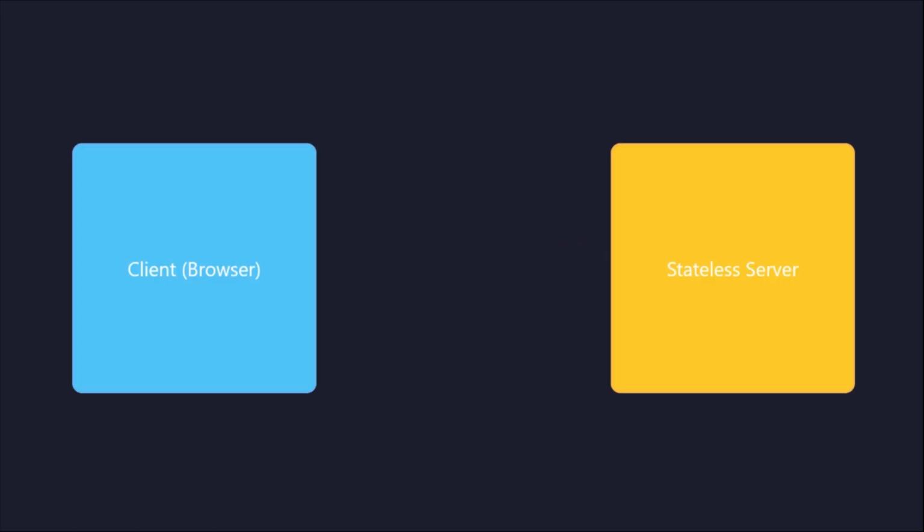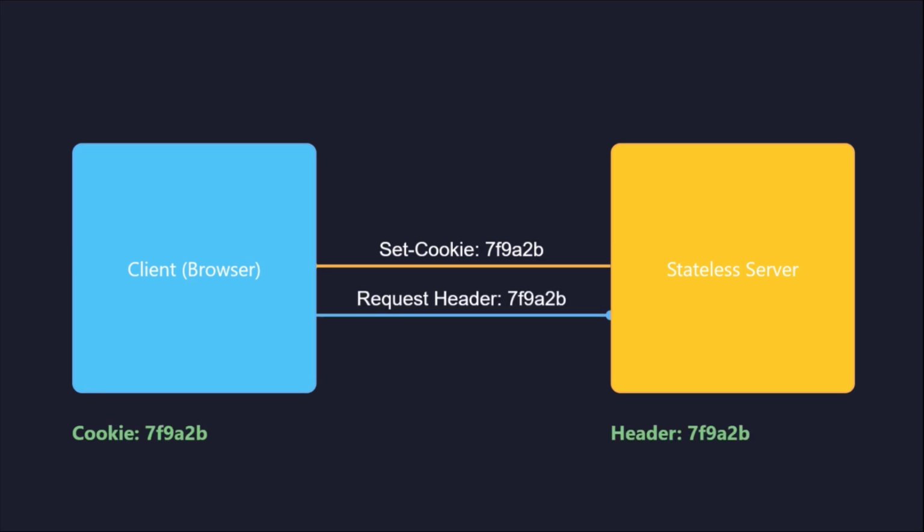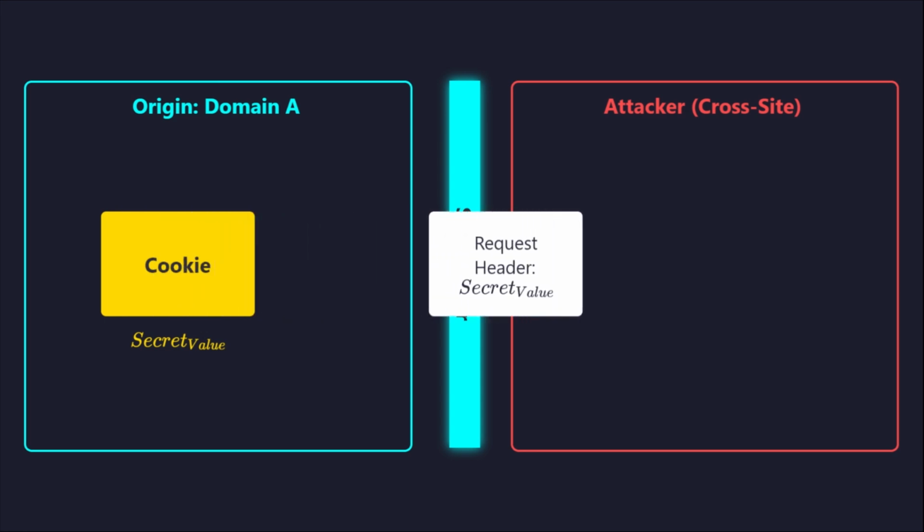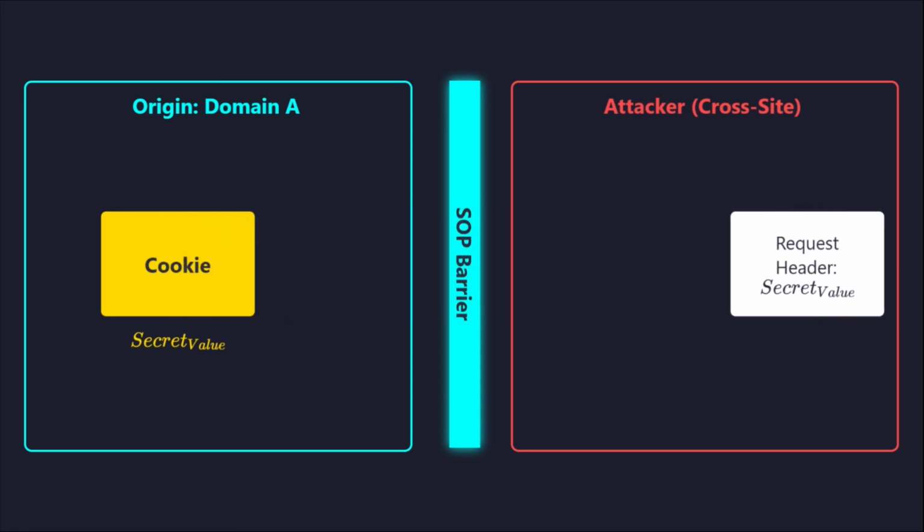The double submit cookie technique works for stateless backends. You set a random value in a cookie and require the client to send the same value in a custom request header. Because cross-site scripts cannot read cookies from your domain, an attacker cannot retrieve the secret value to mirror it in the header. This leverages the same origin policy to verify the request source.